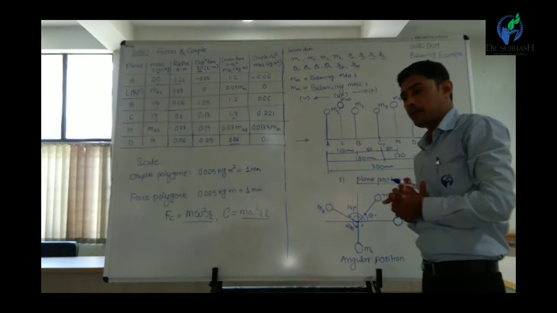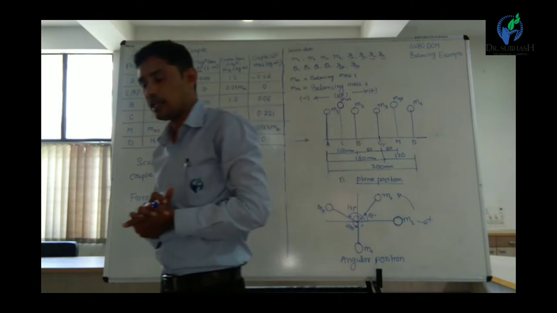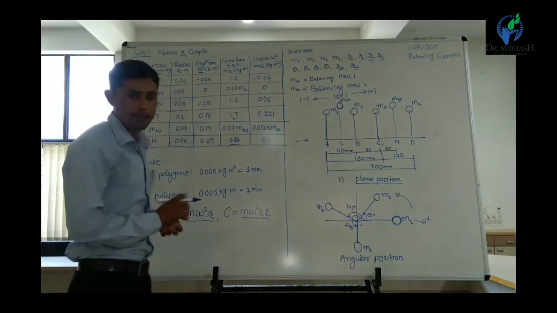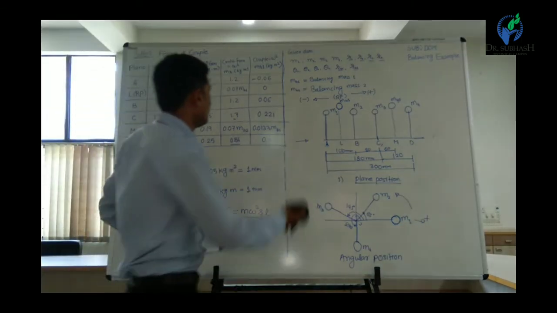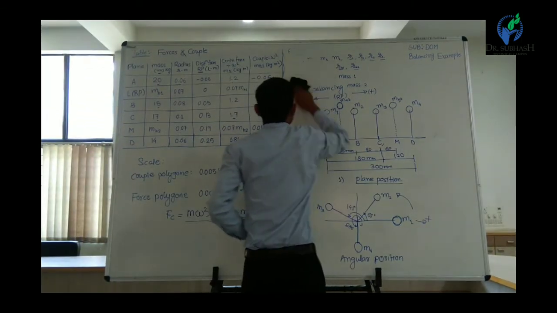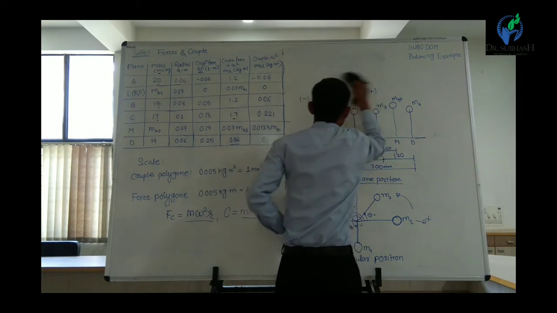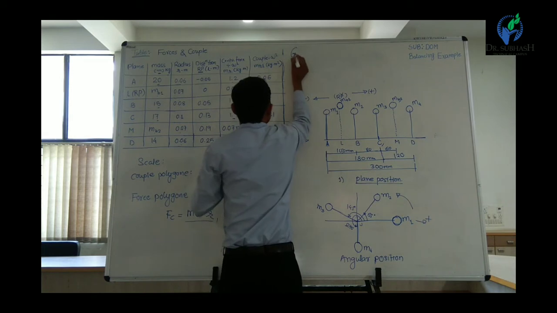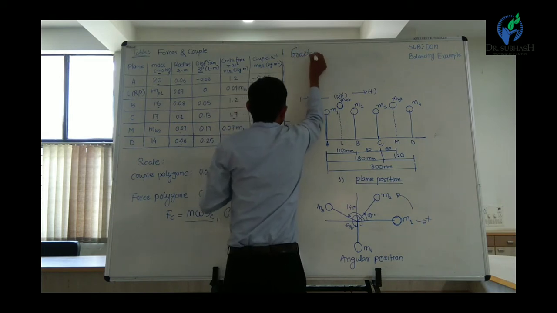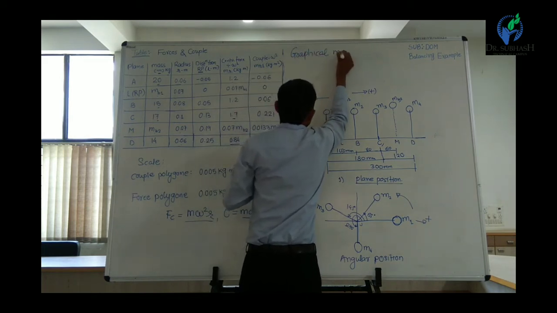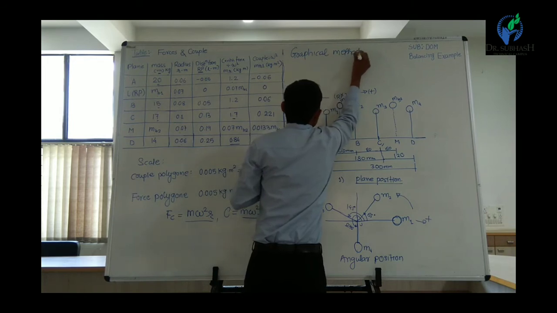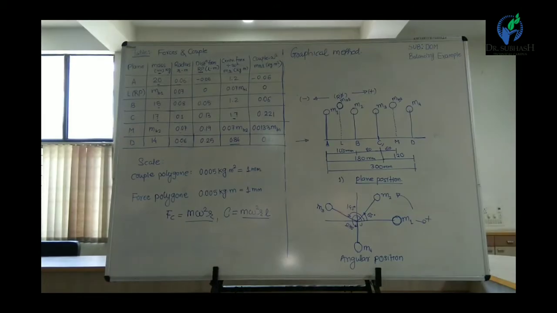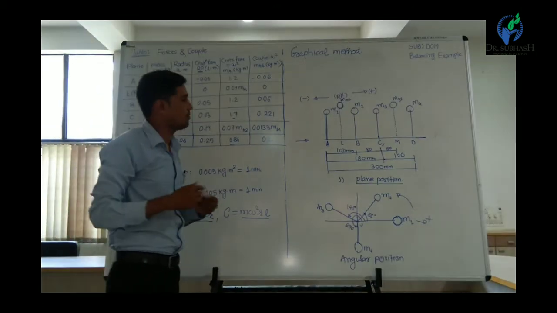Now let us calculate the balancing masses MB1 and MB2 by the graphical method. Firstly we will calculate the centrifugal forces by the graphical method. So first, let us see the graphical method, then we will see the analytical method.